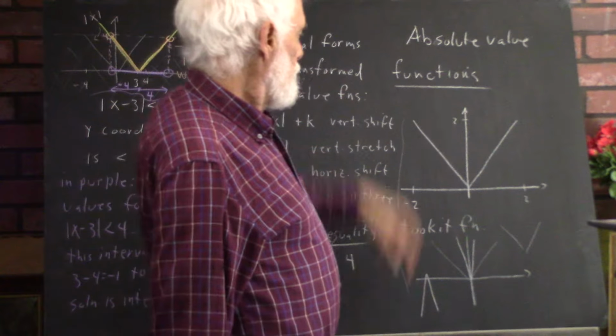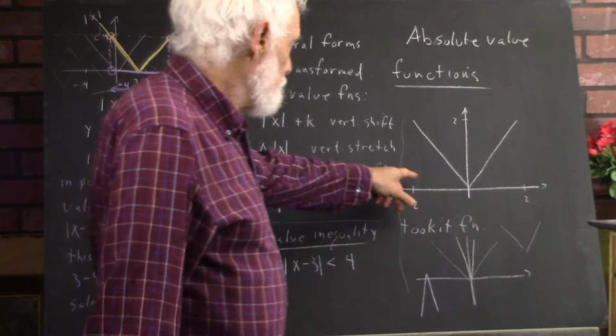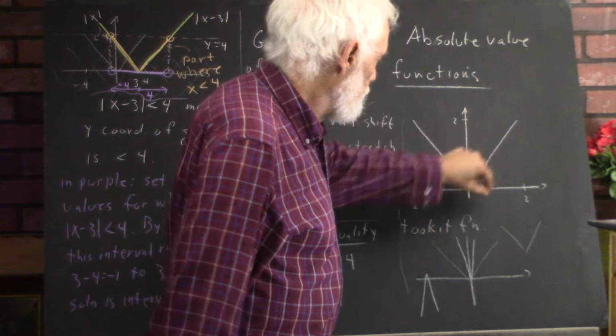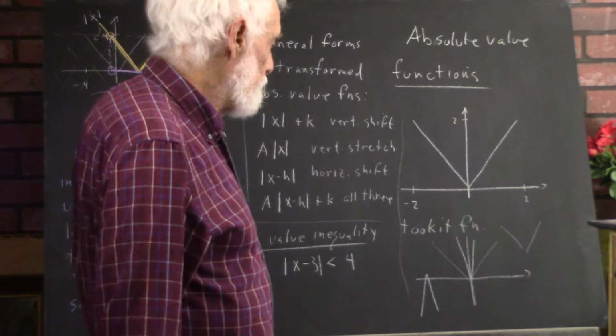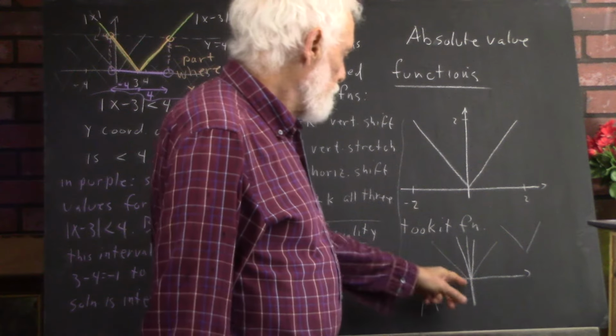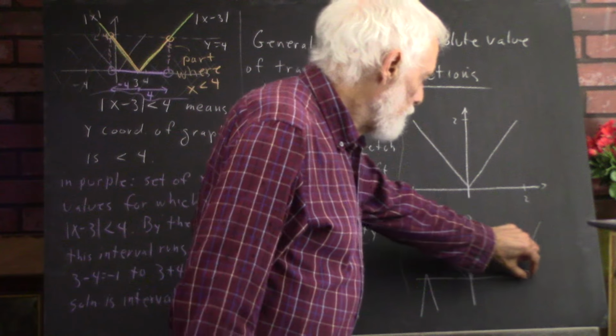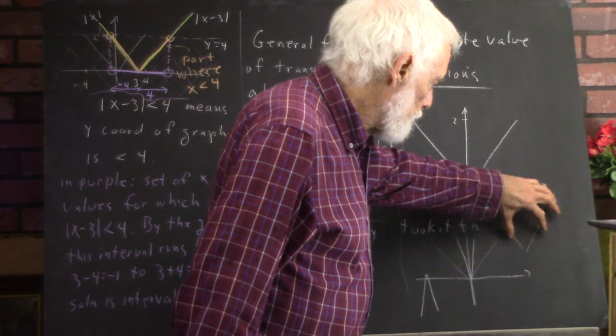Okay, we're talking about absolute value functions. Here's a graph, your basic toolkit function. Slope of 1 here, slope of -1 over here, that's going to be important. And we can transform the toolkit function. Here's our toolkit function. We can take this thing and translate it over here, translate it up here.